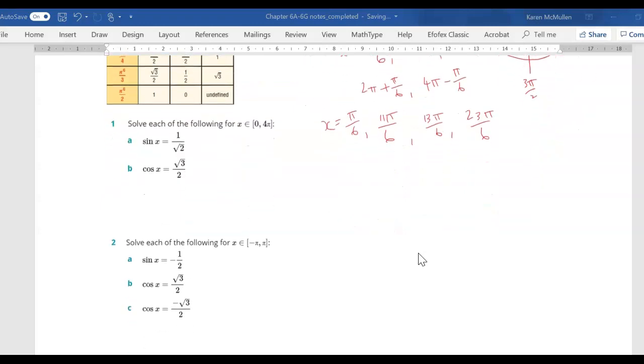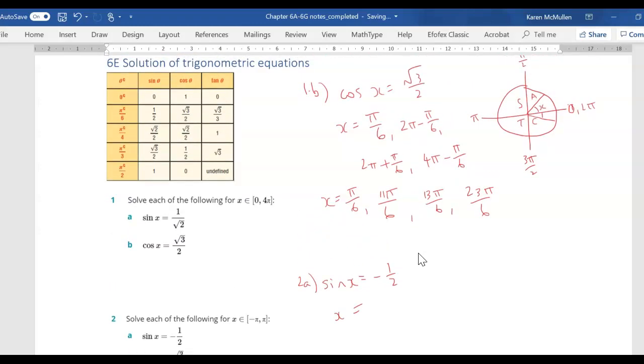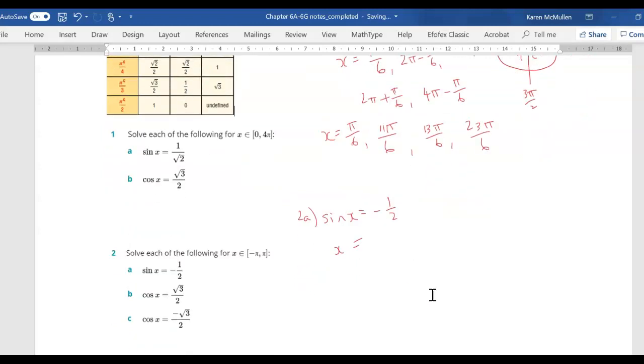All right, let's move on to question 2. So question 2 is slightly different because they're now negative. Okay, so we still start off with, I might just do 2a here, sine x equals negative half. So we still look for where it's a half. All right, so sine is a half at pi on 6. And because we want it to be negative, it does have to be negative, not necessarily negative pi on 6. Okay, and I'll show you in a second.